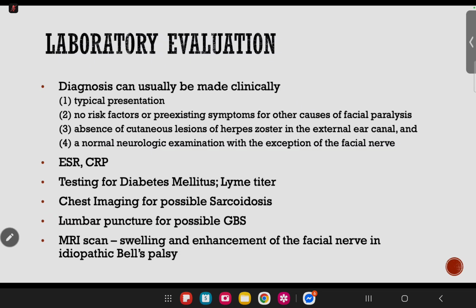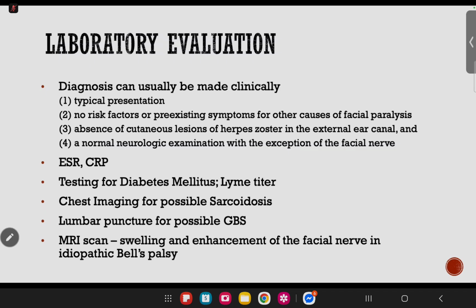So in atypical or uncertain cases, we may check ESR or the CRP, testing for diabetes mellitus, Lyme titer, and chest imaging for possible sarcoidosis. We may also do lumbar puncture for possible GBS.